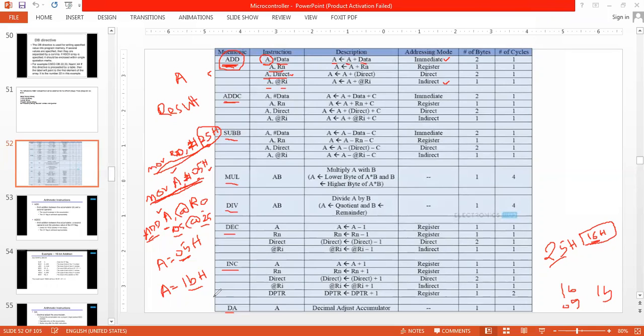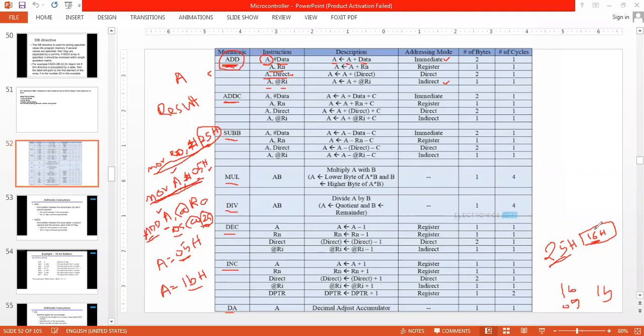Understood indirect addressing mode? What I have told you? The register which contains a data will not be considered as a data, but it will be considered as an address, a memory location. So if I write @R0 with 25H in it, 25H will not be considered as a data, but as a memory location. So what is there in the memory location of 25H? The data 16H is there.